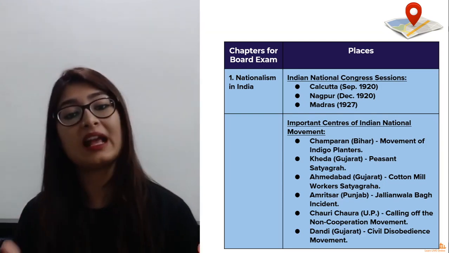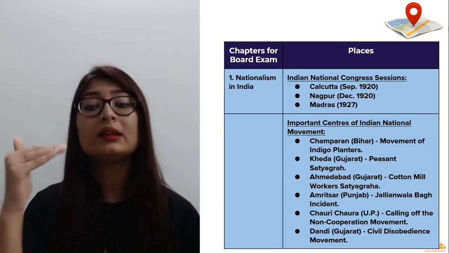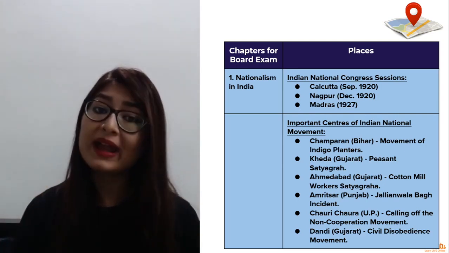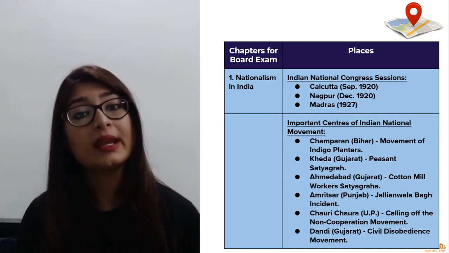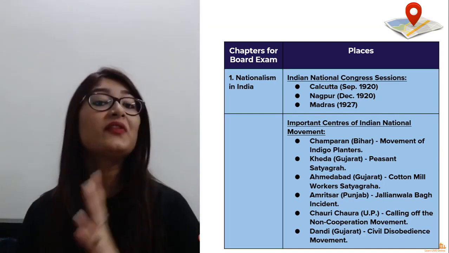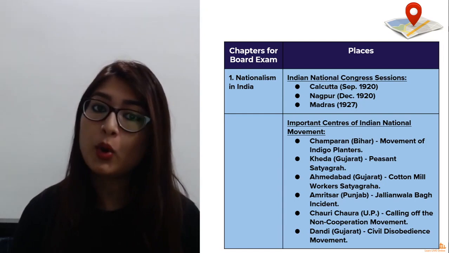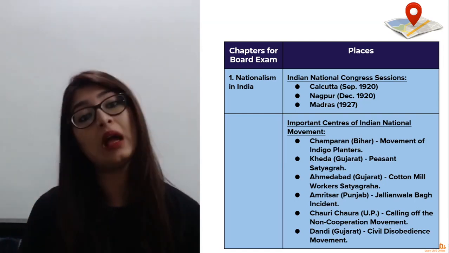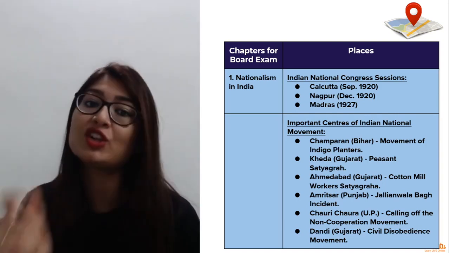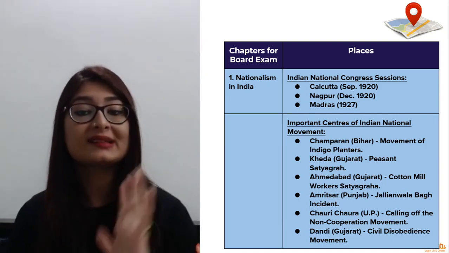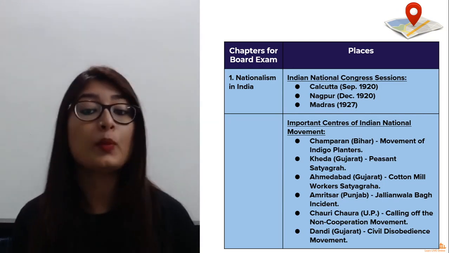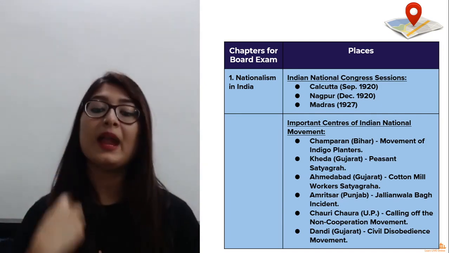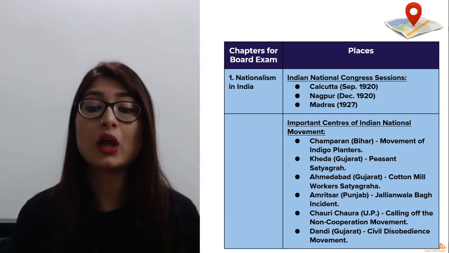Okay, as we begin with nationalism in India, you will get to learn about each and every place, what happened there, why was it important, and where is it located. We will first understand why these places are important and what really happened there, which makes them so significant for us to be aware about where it is located on the map. Okay, so we'll start with Champaran, where the movement of indigo planters happened. Then Kheda, which is in Gujarat, the peasant satyagraha. Ahmedabad, Gujarat, cotton mill workers satyagraha.